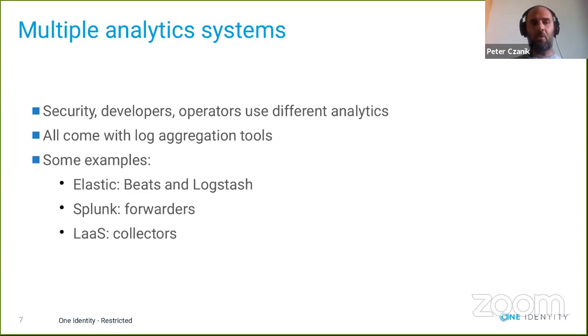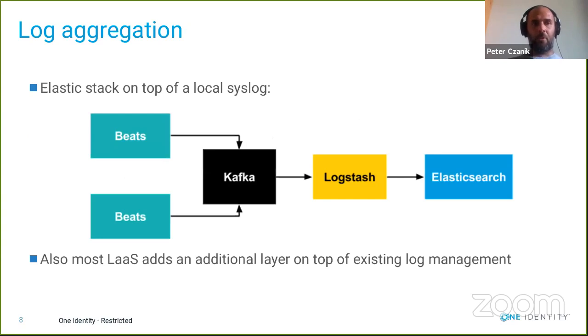So here are some examples. Elastic comes with Beats and Logstash. Splunk comes with forwarders. Most SIEM systems have their own log collectors, just as logging as a service providers. These are most of the time on top of local syslog collection. So you see here for the Elastic Stack on top of syslog, they have Beats, then Kafka or Redis for message queuing, then Logstash, and finally Elasticsearch.